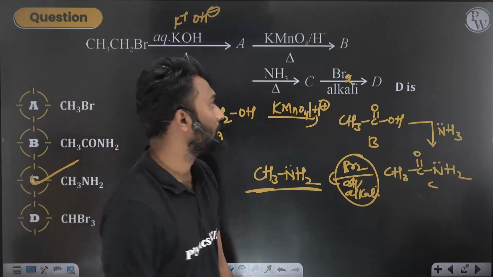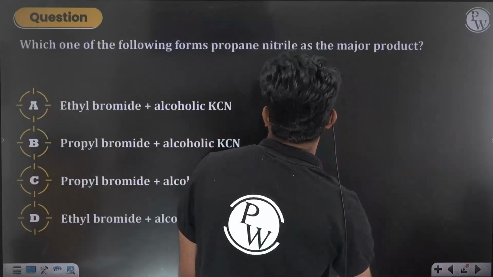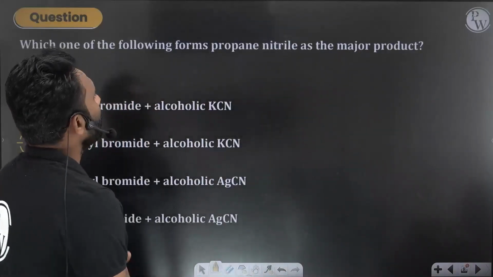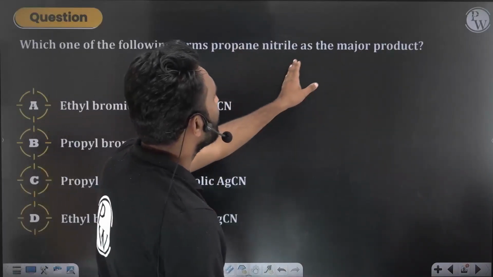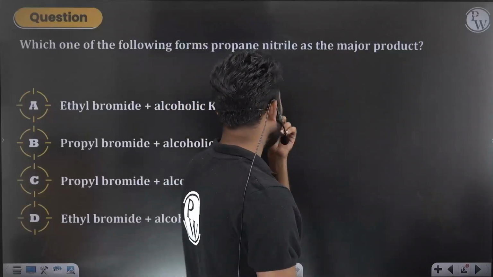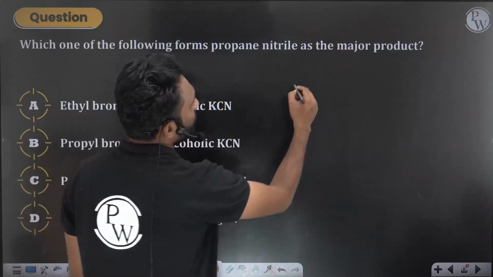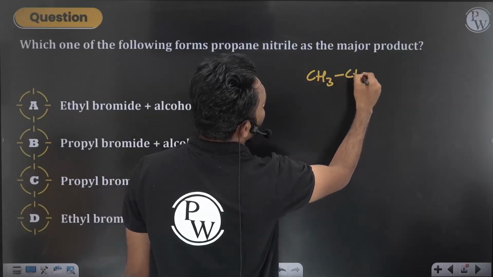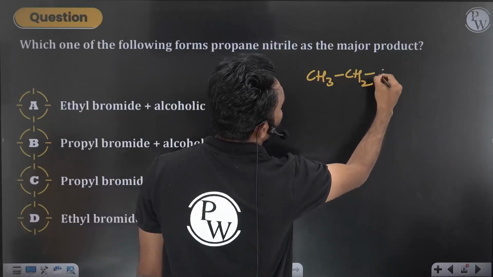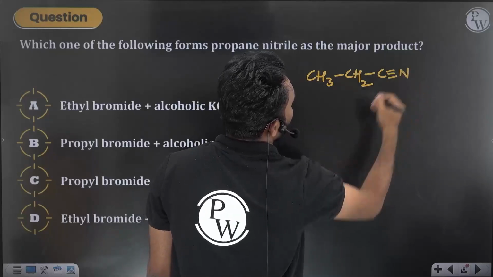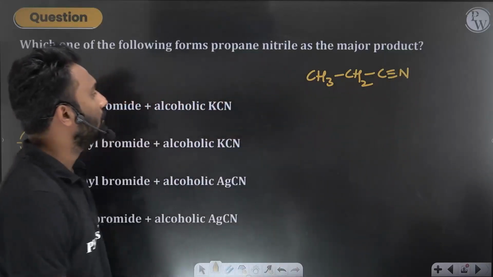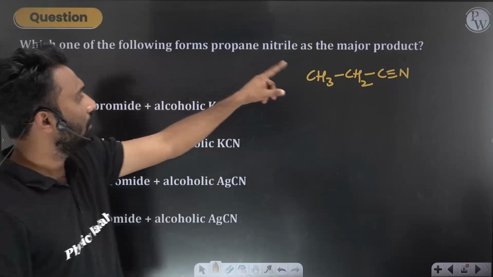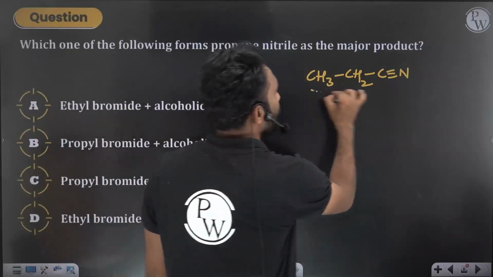Okay. Next. Which one of the following forms propane nitrile as the major product? The question is asking for propane nitrile as the major product. This is propane nitrile.